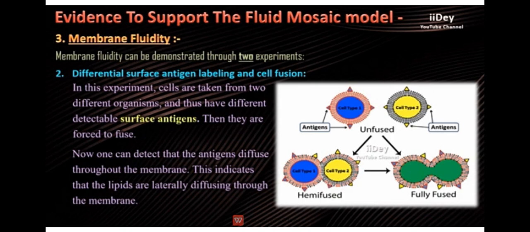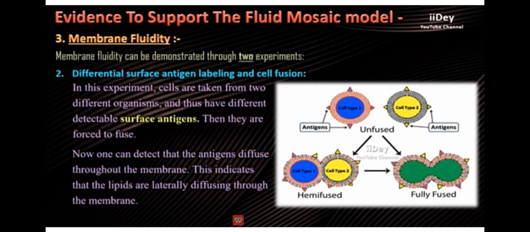Membrane fluidity can also be demonstrated through differential surface antigen labeling and cell fusion. In this experiment, cells are taken from two different organisms and thus have different detectable surface antigens. Then they are forced to fuse. Now one can detect that the antigens diffuse throughout the membrane. This indicates that the lipids are laterally diffusing through the membrane. The stages are unfused, hemifused, and fully fused.